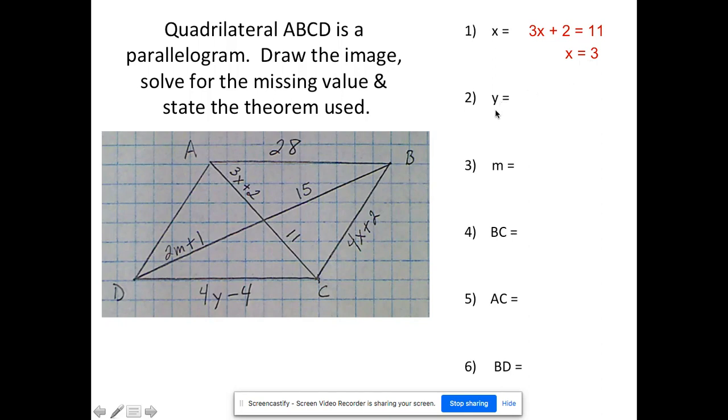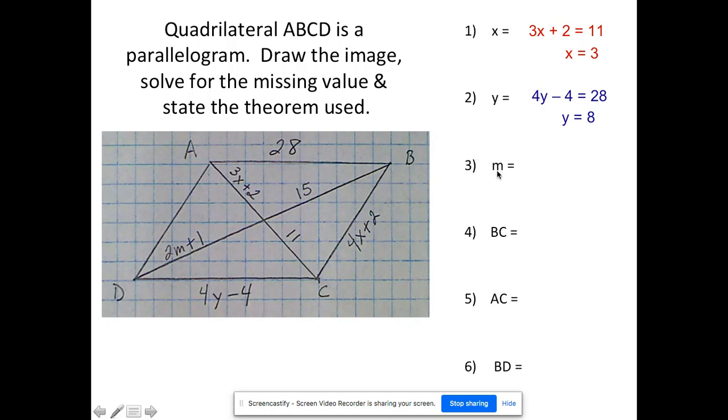In order to solve for y, we want to find out where y is. If you follow my cursor, we have 4y minus 4 down here on this side, and opposite sides are congruent. We have a 28 on side AB. So the equation we could set up here is 4y minus 4 equals 28. When you solve for y, you add 4 to both sides, you get 32, so 4y equals 32. Then you divide by 4, and you get y equals 8.